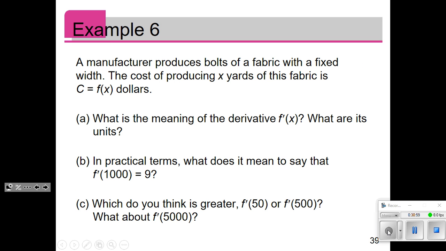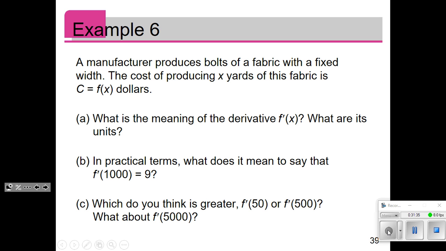A manufacturer produces bolts of fabric with a fixed width. The cost of producing x yards of this fabric is C equals f of x dollars. So again, the cost depends on the number of yards of fabric you're producing, which makes sense. So what is the meaning of the derivative f prime? What are its units? In practical terms, what does it mean to say f prime of 1000 equals 9? And which do you think is greater, f prime of 50, f prime of 500? What about f prime of 5000?